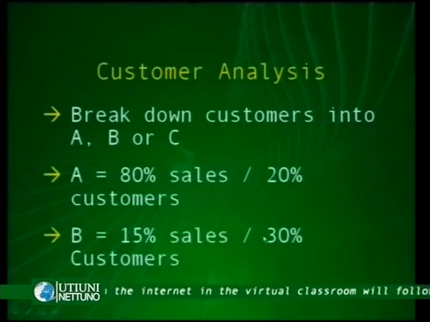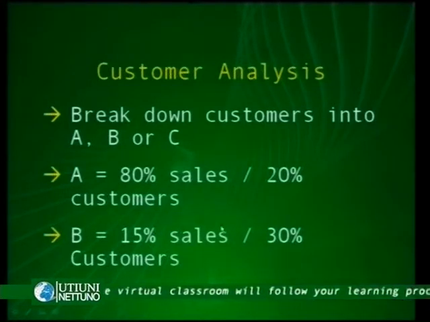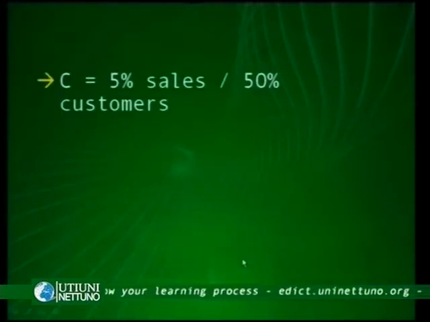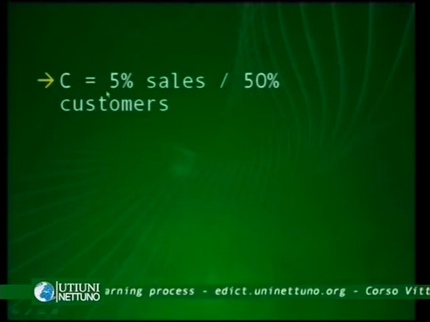B, we're saying, is 15% of sales, 30% of customers. So 95% of your sales are coming from 50% of your customers, looking at those two. And then finally we have C, where it's 5% of sales and 50% of customers.